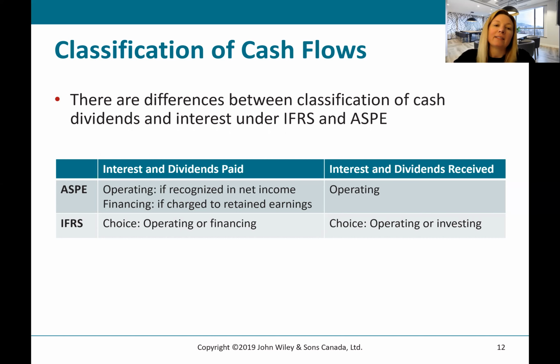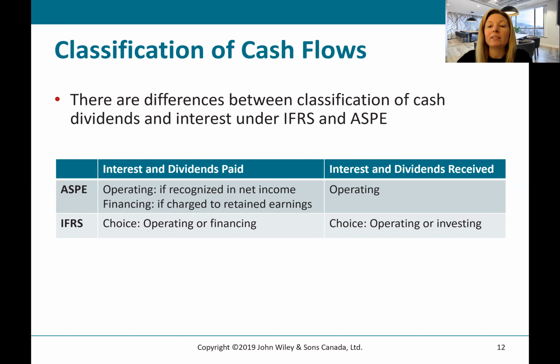ASPE says, listen, if you have interest or dividends that you're paying, so you're paying out interest on a loan or you're paying dividends, then those are operating if it's recognized in net income. And if it's going through retained earnings, then it's a financing activity. And IFRS says it can be operating or financing. It's up to the entity to decide on their accounting policy. So IFRS says operating or financing, and ASPE says it must be operating if it's in net income, and it must be financing if it went through retained earnings.